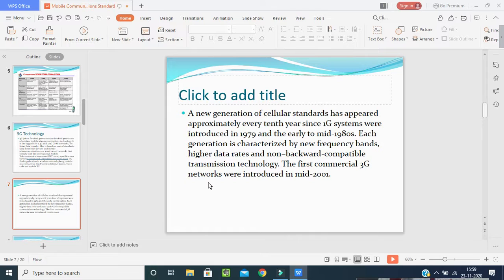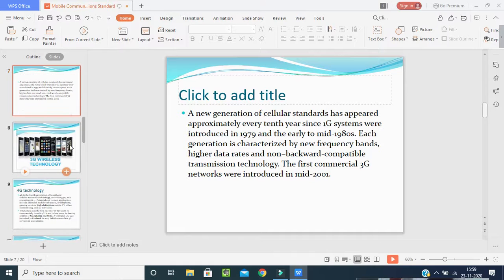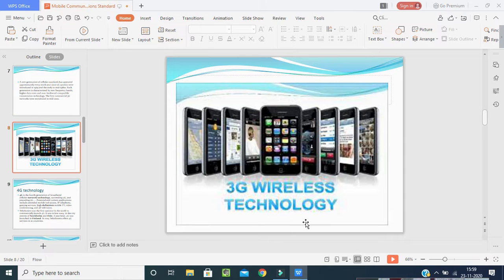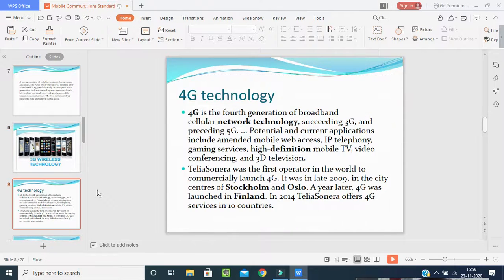Each generation is characterized by new frequency bands, higher data rates, and non-backward compatible transmission technology. The first 3G networks were introduced in the middle of 2001, that means around June, July, the 3G generation started in the market. If you see here, this is how 3G wireless technology works: the phone comes, and the system connects to the laptop as well, and it works over there.